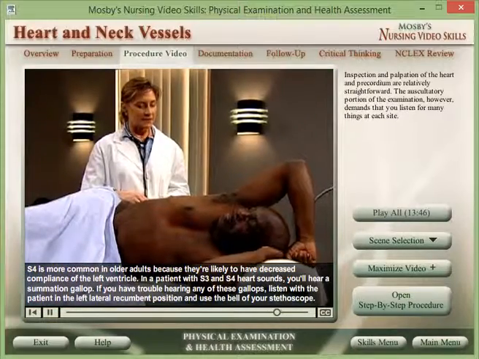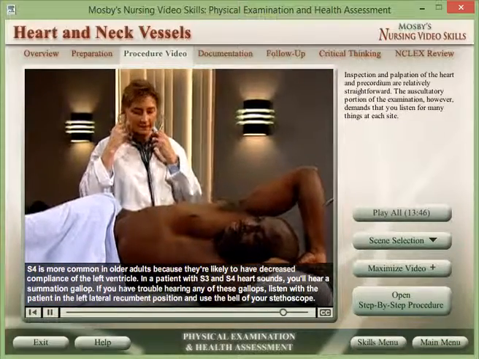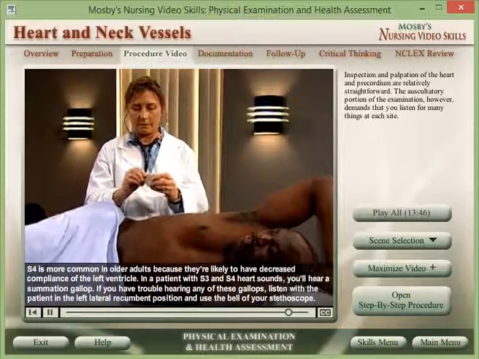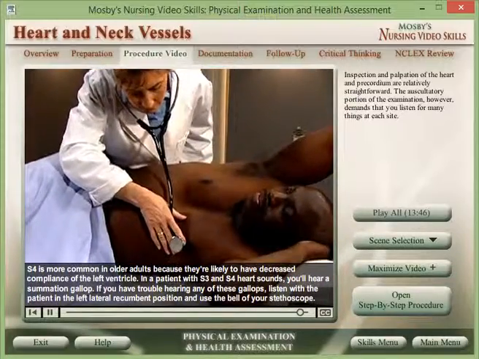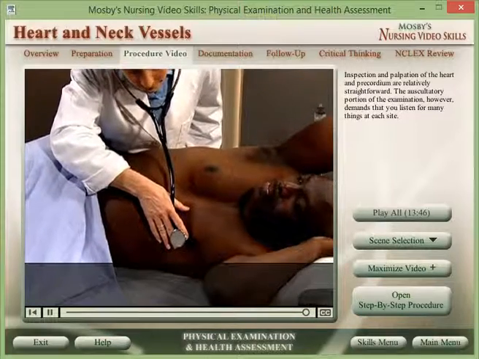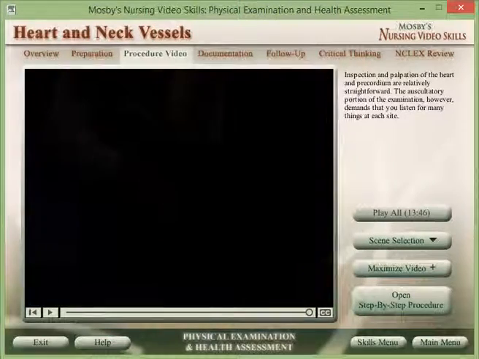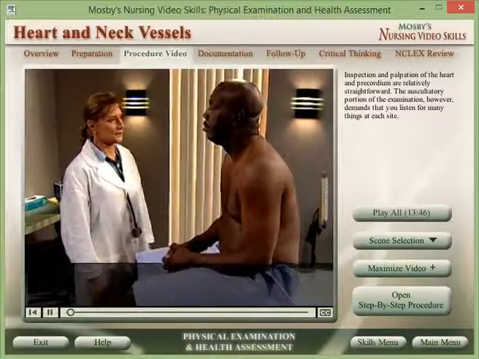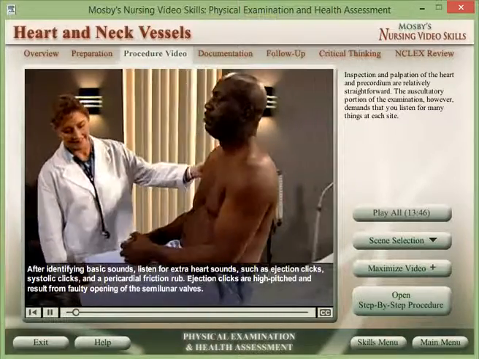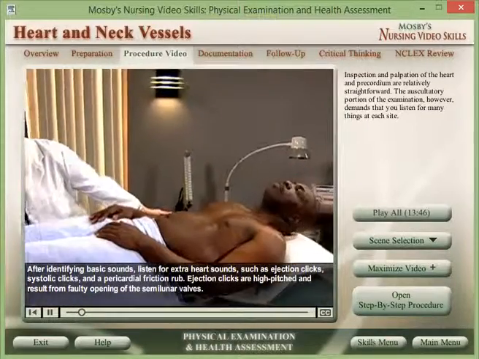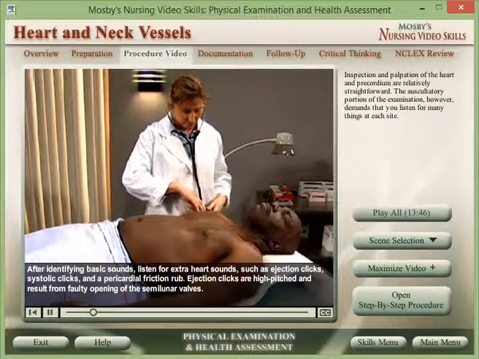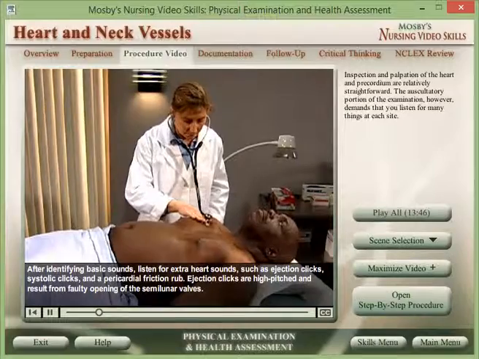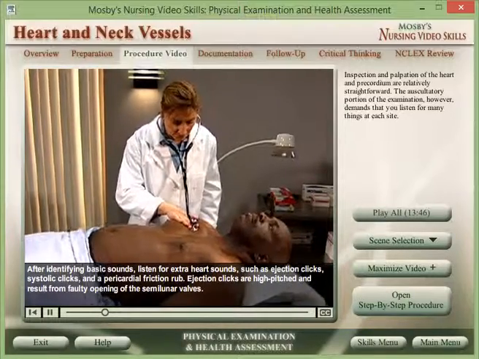Now I'm going to listen to your heart some more. If you have trouble hearing any of these gallops, listen with the patient in the left lateral recumbent position and use the bell of your stethoscope. Now I'm going to have you lie back, Mr. Parker. After identifying basic sounds, listen for extra heart sounds, such as ejection clicks, systolic clicks, and a pericardial friction rub.